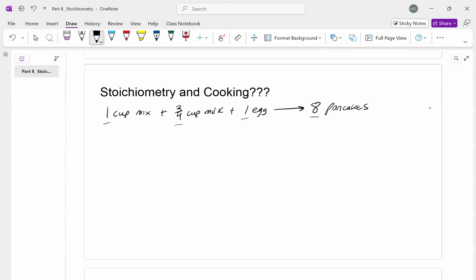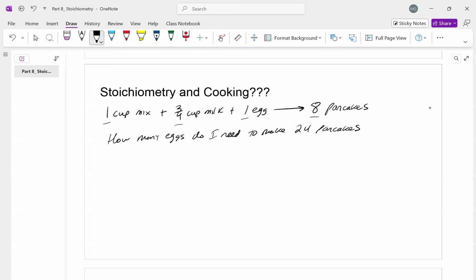Now, let's say I have people coming over for breakfast, and all of a sudden I need to make 24 pancakes. So, how many eggs do I need to make 24 pancakes? That's something we can do in our head. We just say, well, that's 3 times as many pancakes, so I need 3 times as many eggs.